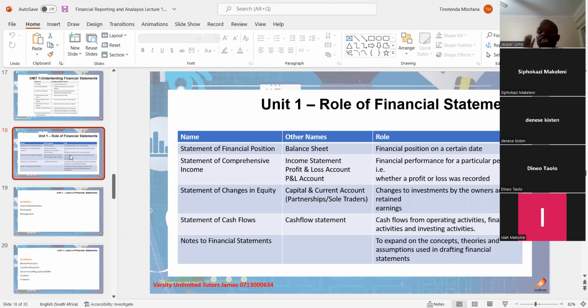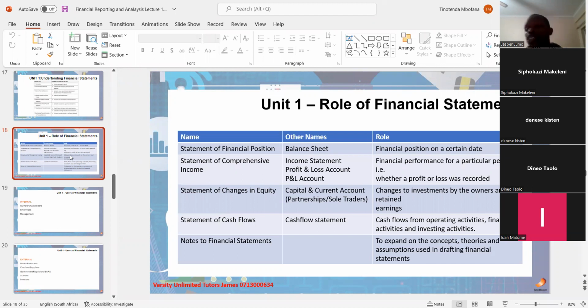But there are 4 key financial statements that you need to know about, right? So there's what we call the statement of financial position. There's what we call the statement of comprehensive income. There's what we call the statement of changes in equity. And there's what we call the statement of cash flows. So those are the 4 key financial statements that you need to know about.